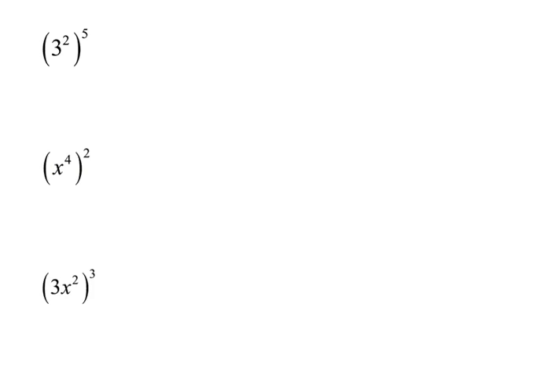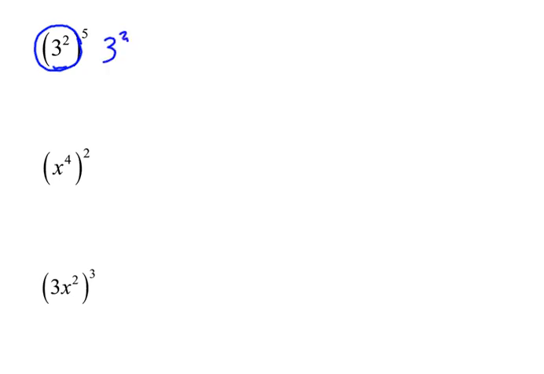In these 3 examples, we're doing what we call taking a power to a power. We have a number that's squared, 3 squared, and it's being taken to another exponent, the 5. When we see 3 squared to the 5th, that means since the 5 is outside this set of parentheses, we want to take that whole thing to the 5th.